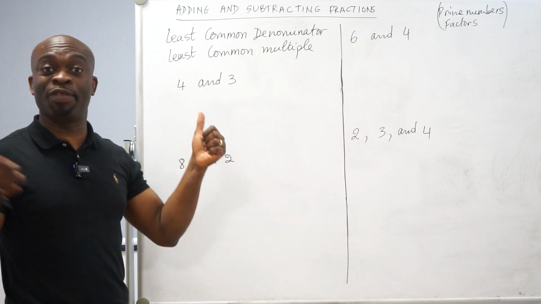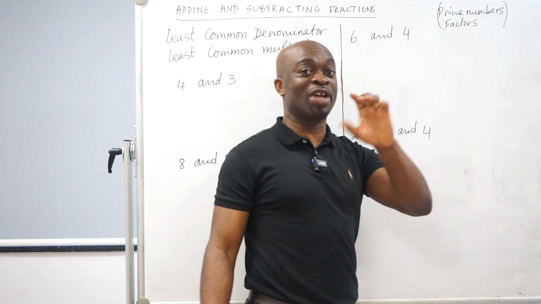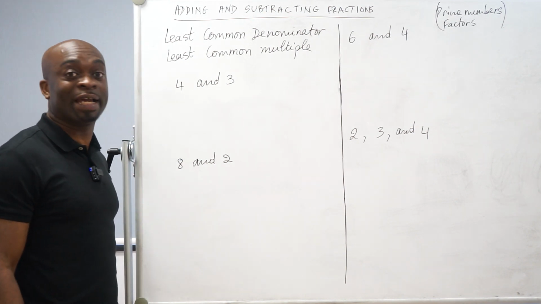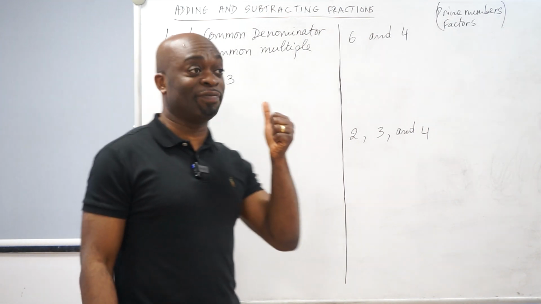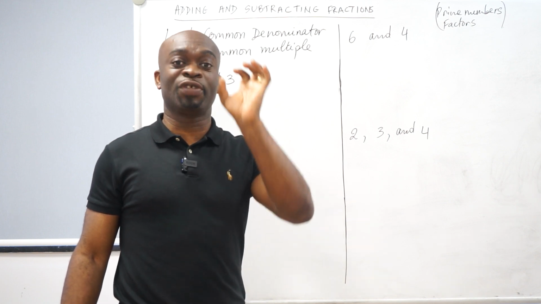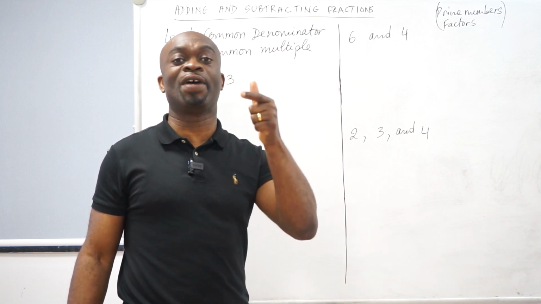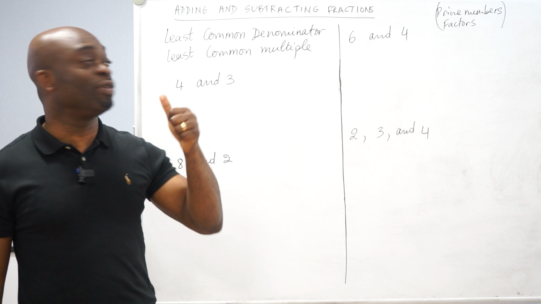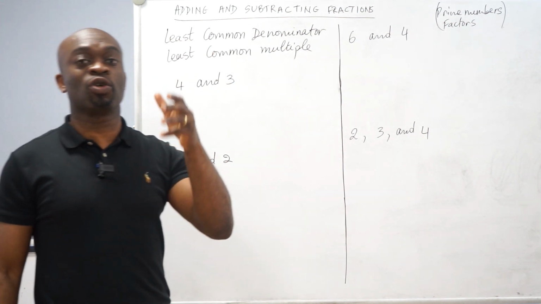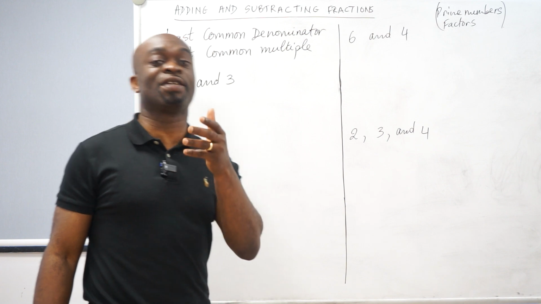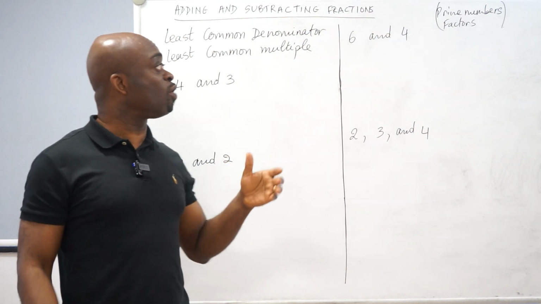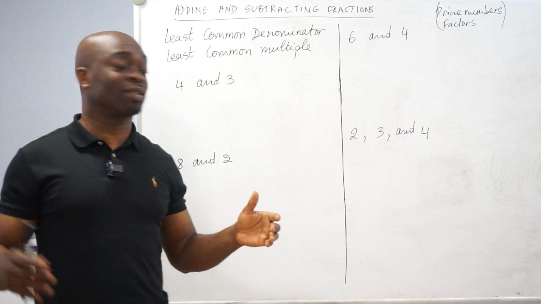These 2 and 3 are what we call prime numbers. If you guys remember prime numbers, those are numbers that can be divided by themselves and 1 only, okay? So if you take 1, 2, 3, 5, 7, 11, 13, 17, 19, for example, those numbers are what we call prime numbers or prime factors, okay?